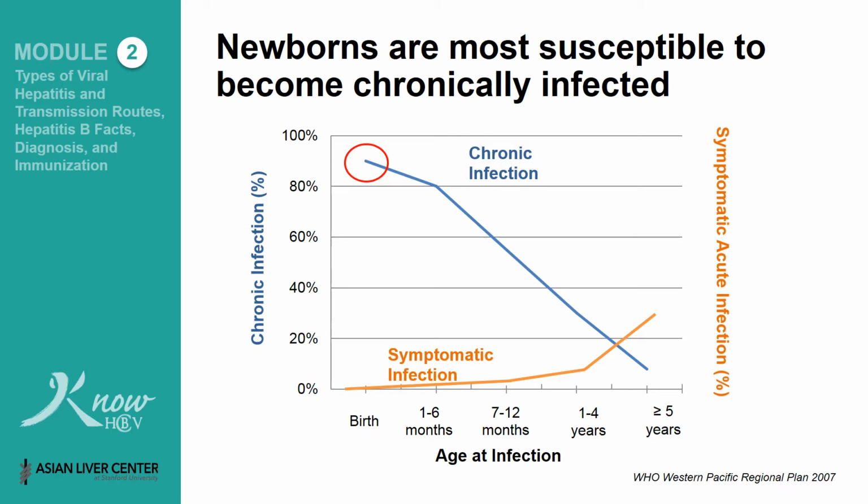This chart also shows that the younger the person who becomes infected, the less likely they will have any symptoms associated with the infection. On the other hand, up to a third of older children and adults who become infected will develop symptoms of acute hepatitis that include jaundice, fatigue, and loss of appetite.